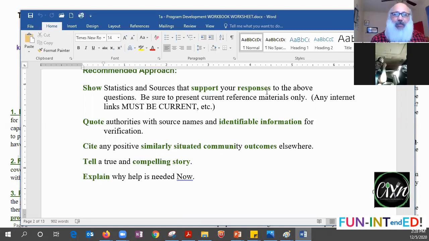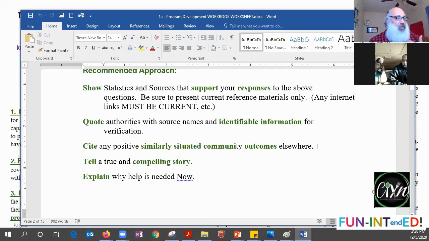Some data is better if you represent it on a table. That's also a good idea to consider. But the narrative of what the table contains should always be compelling, and the only way to do that is to answer these questions with this approach. What you show are items that support. You quote authorities. You cite any positive, similarly situated outcomes. That means you've done your homework.